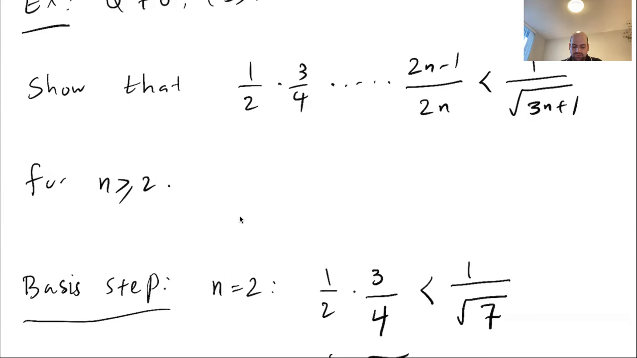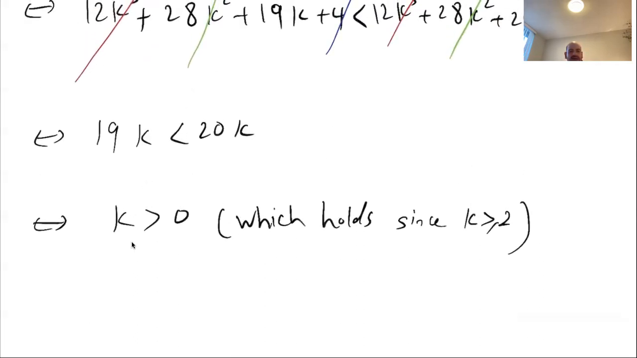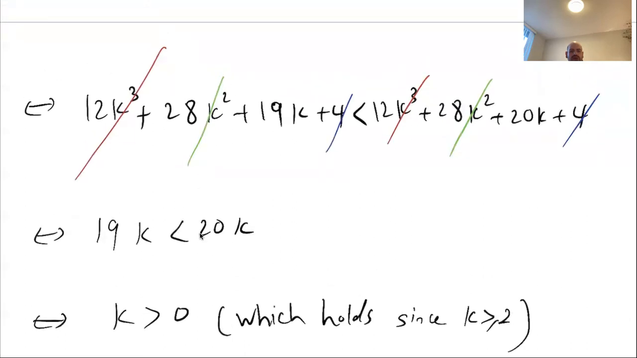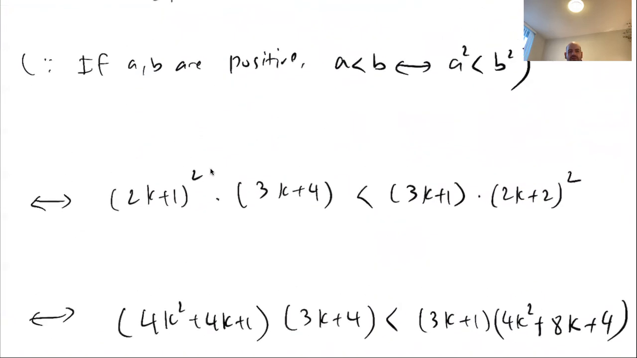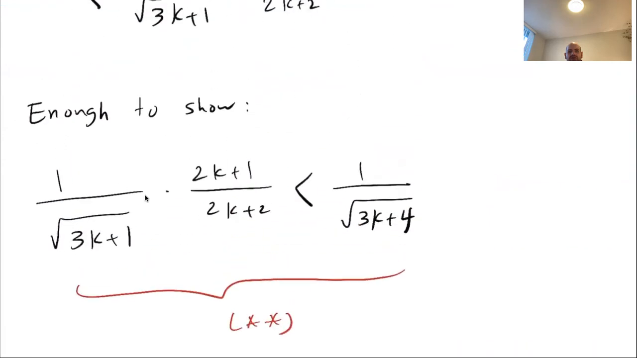K is at least 2, and therefore, of course, is positive. So this one I can say holds since k is bigger than or equal to 2. This last inequality holds because by assumption k is bigger than or equal to 2, therefore positive. And then I can say, because this holds, then this holds. And if this holds, the one above it holds, and then the one above, the one above, the one above. I go all the way until I reach 2 star, which is exactly what I needed to show.